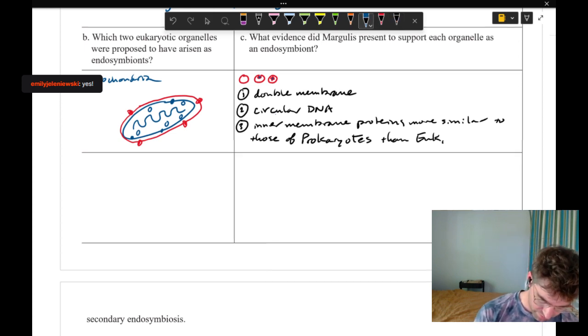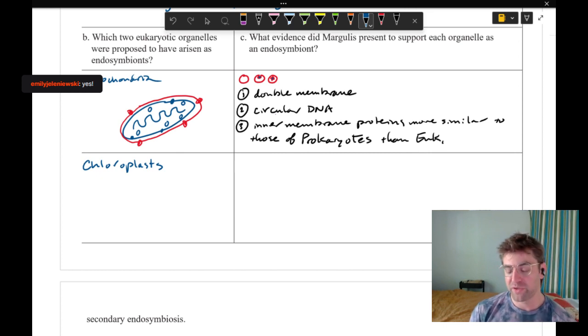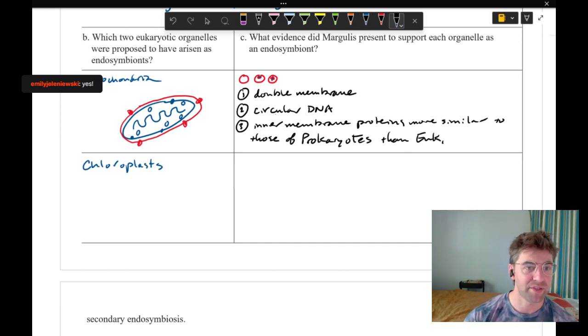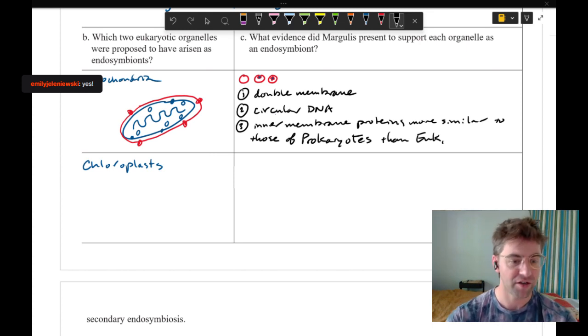Next up, very similar, is chloroplasts. So if mitochondria are the powerhouse of cells in our bodies, chloroplasts are the powerhouses of plant cells, right? They are very, very similar in structure and function.